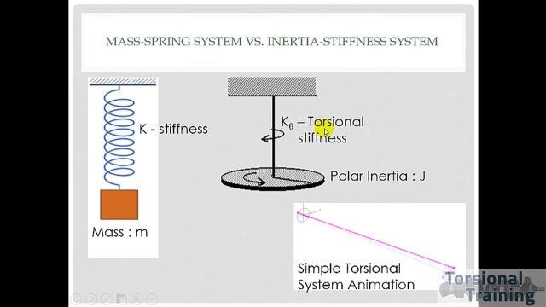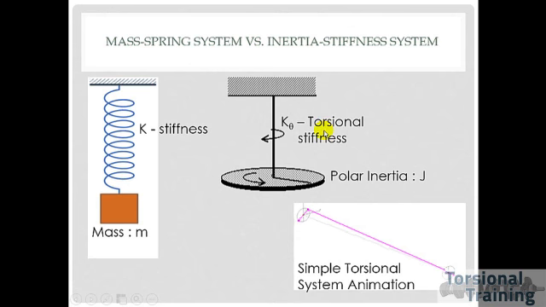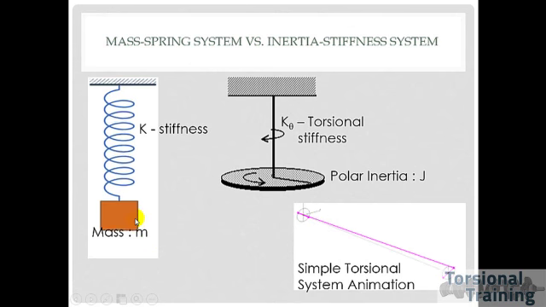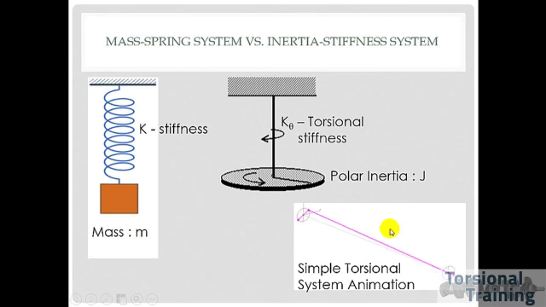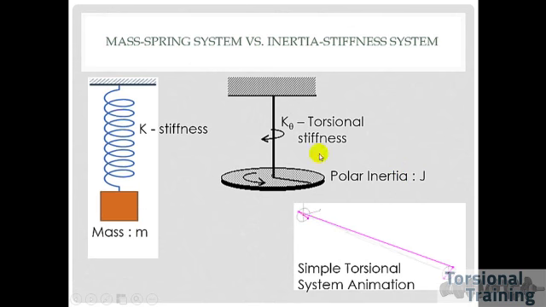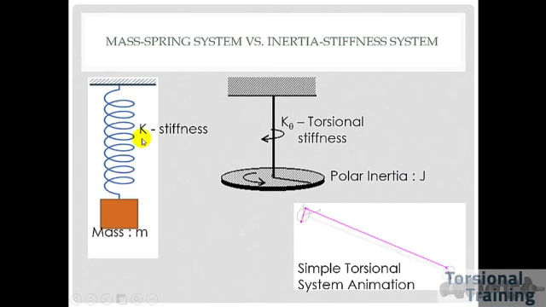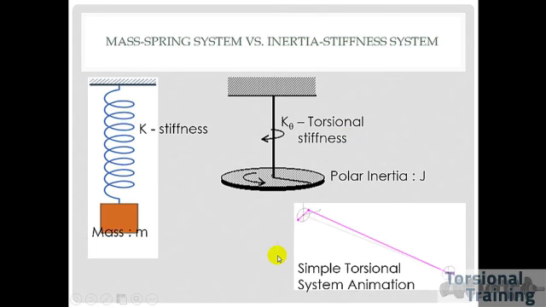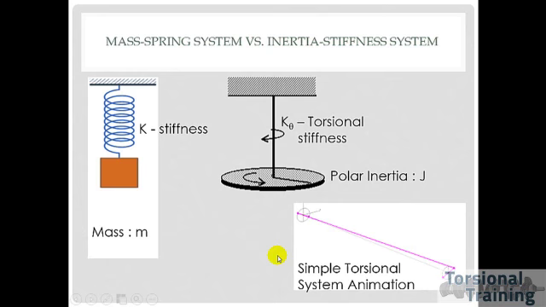So really, as far as understanding the differences between the two, there really isn't much different. The equations have the same form. It's just that in linear vibration you consider mass, and in torsional vibration you consider inertia. In linear vibration you consider stiffness, or k, the spring constant. In torsional vibration you consider torsional stiffness. So nothing very different about the two.